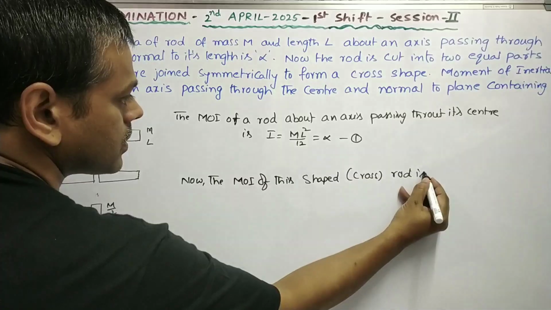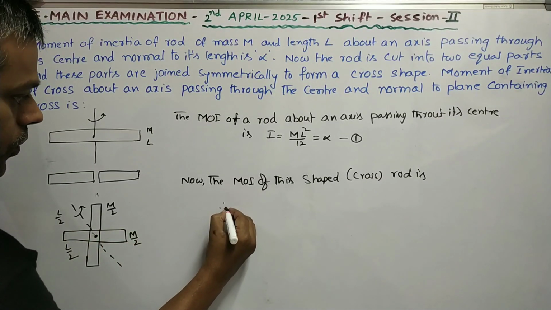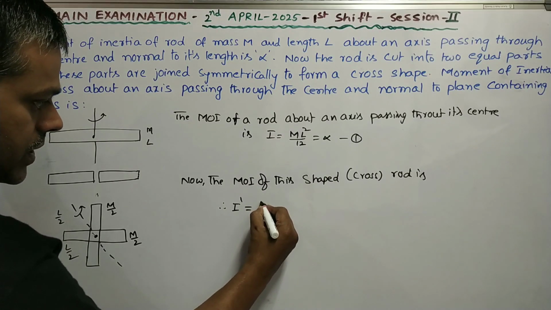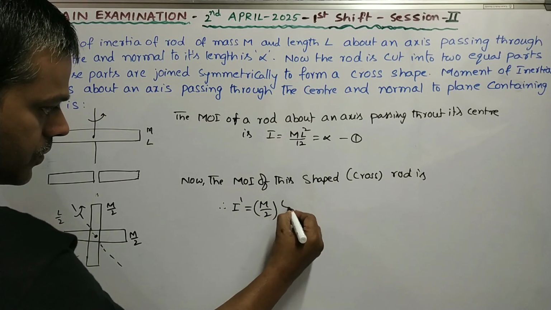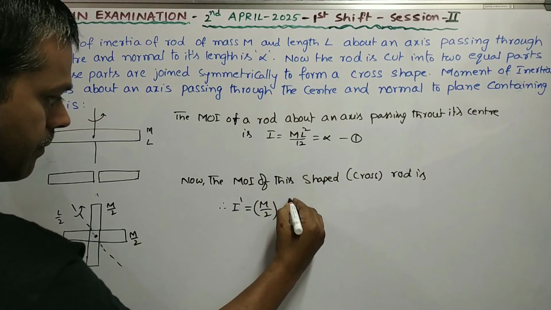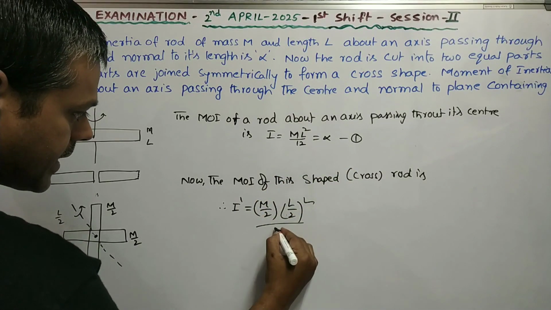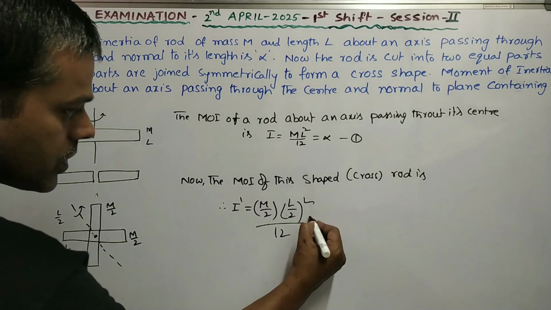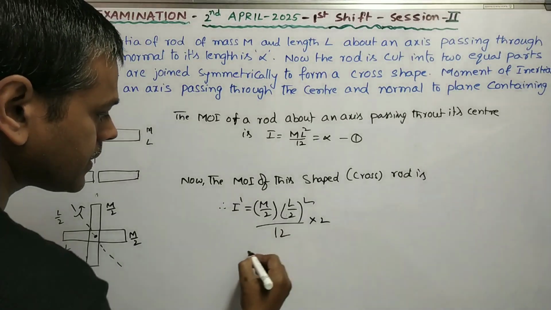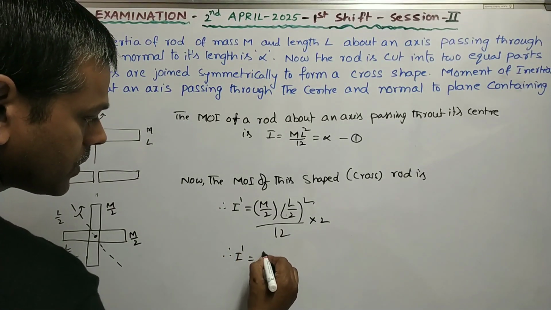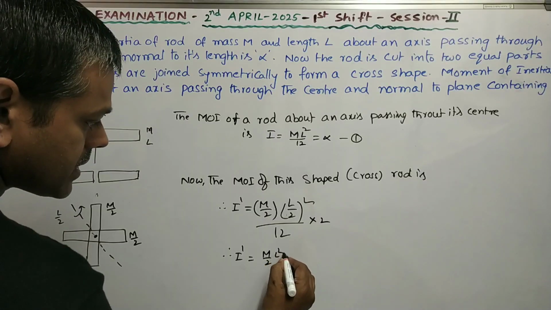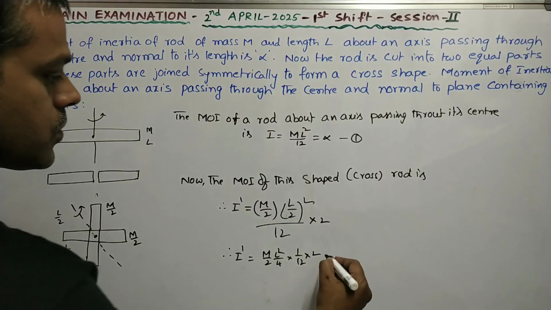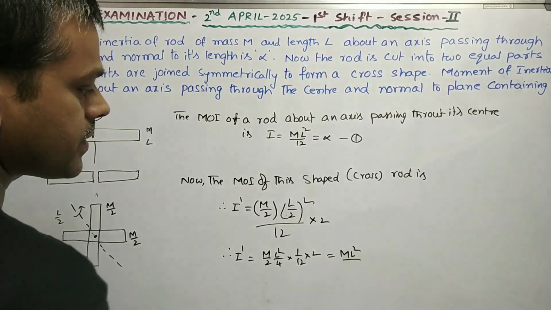The rod is a combination of two. Therefore, this is the new moment of inertia, I dash, equal to M by 2 into L by 2 whole square by 12. How many such rods are there? 2. So into 2. Therefore, I dash is equal to M by 2 into L square by 4 into 1 by 12 into 2, which is equal to M L square by 2 into 12 into 4, that is 48.